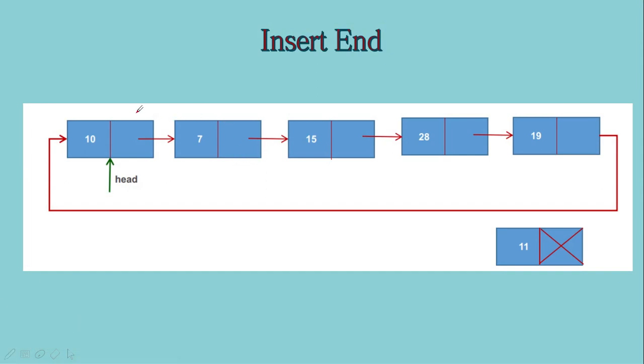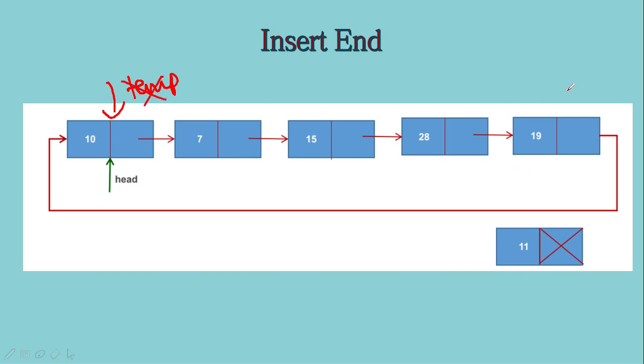So let us consider the case when there are 5 nodes, and how we can achieve insert at the end. Let us have a temporary pointer and let it point to the first node of the circular linked list, and we have to move temp to the last node. So how can we move? The condition should be temp next not equal to head, right? Because we know that the last node's next part will be equal to the address of the first node. You will say temp equal to temp next.